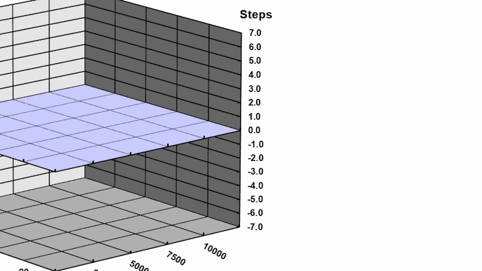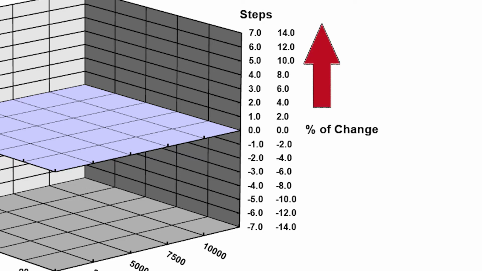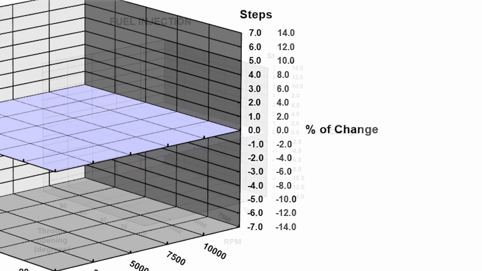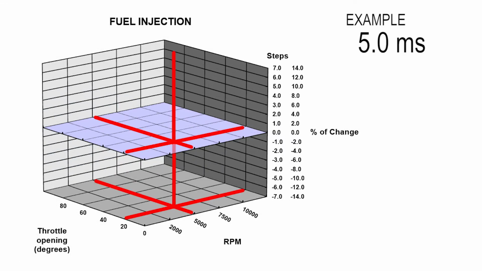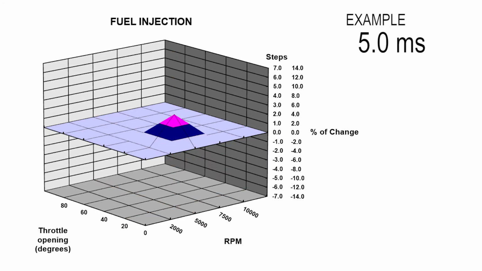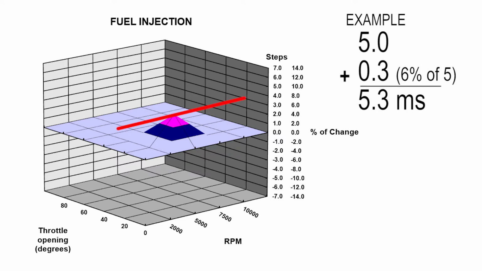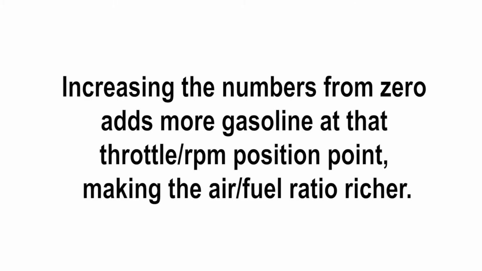Each of these steps represent a 2% change in fuel injection duration time. You can increase duration up to 14% and decrease duration by 14% in 2% steps. Fuel injector duration at each point varies depending on conditions. But for example, if the FI duration at 20% throttle and 5,000 RPM was 5 milliseconds, setting that value point in the Power Tuner app to +3 would increase injector duration by 6%, or 0.3 milliseconds, for a total of 5.3 milliseconds.